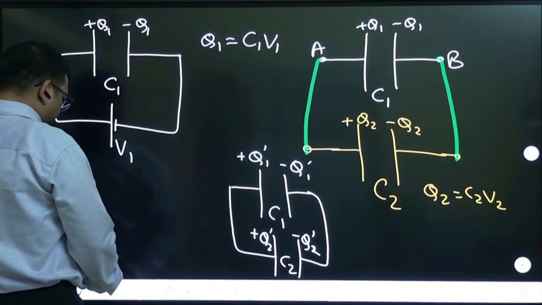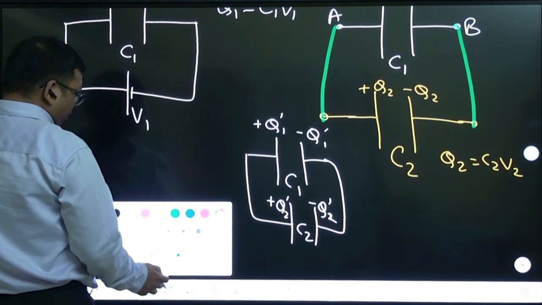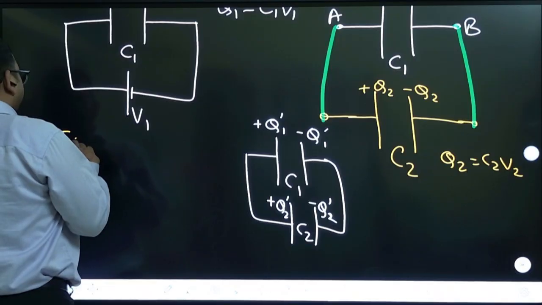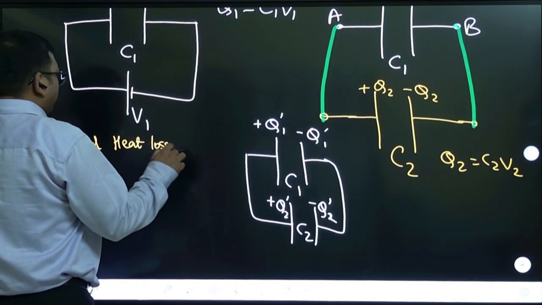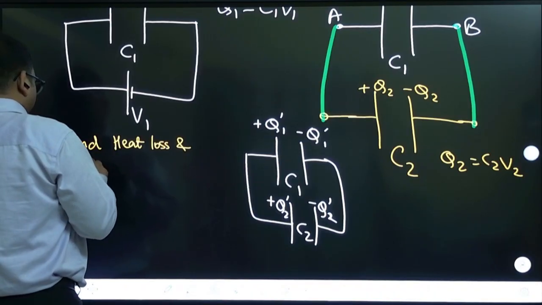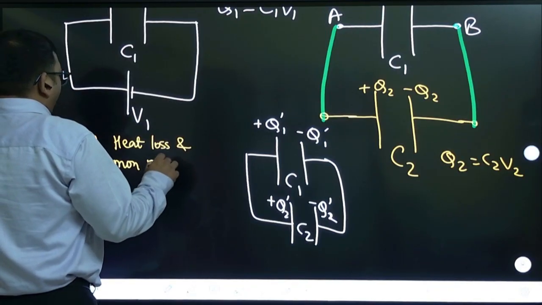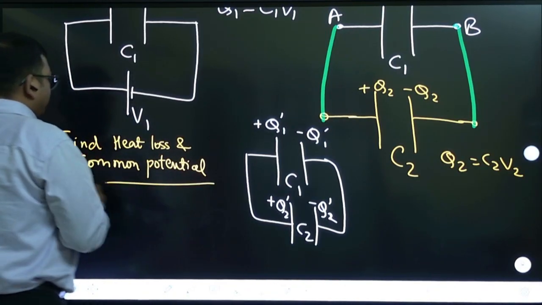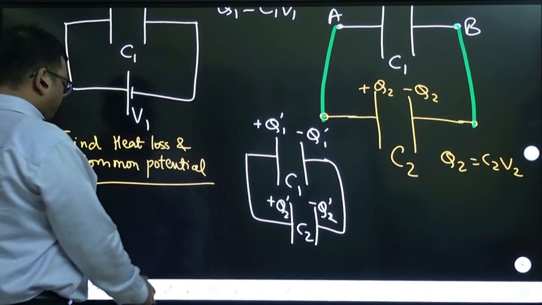So let us try to find out the loss of energy. So what do we have to find? Find heat loss and common potential. This is a very important thing. Heat loss and common potential calculation they will ask.